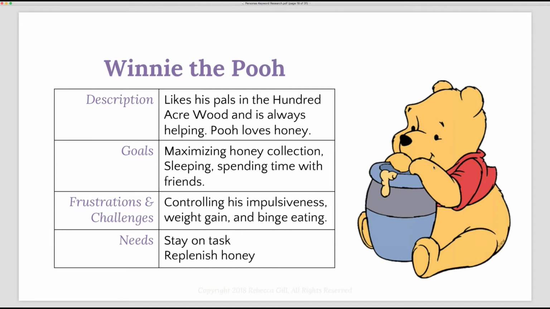What kind of frustrations does he have? Well, controlling his impulsiveness, because he tends to get his head stuck in honey pots and bees chasing him at all times in the storylines. Weight gain, if you have ever looked at his belly, that's a problem, as is binge eating, because he can't just eat a little bit of honey, he eats the entire pot of honey. And then, what are his needs? Well, he needs to stay on task. He needs to not get caught, and he needs to not stick his head up in a honey pot or in a beehive. And he's always looking for a source or a place where he can replenish his honey.